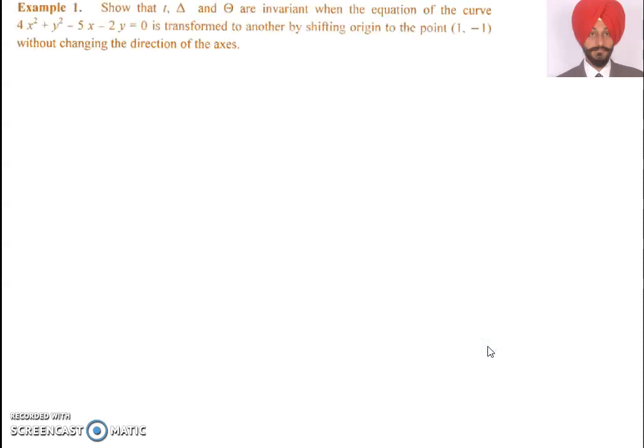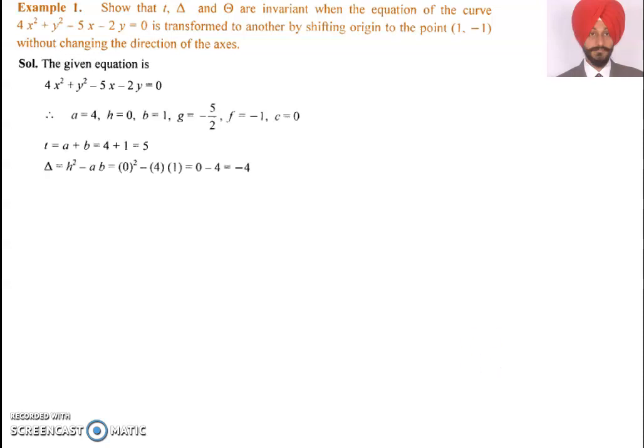Now come to the next one, example 1. Show that t, delta and theta are invariant when the equation of the curve 4x square plus y square minus 5x minus 2y is equal to 0 is transformed to another by shifting the origin to the point 1, minus 1 without changing the direction of the axis. What we do? So here the question says that we want to find t, delta and theta and show that they are invariant. So here 4x square plus y square minus 5x plus 2y is equal to 0.